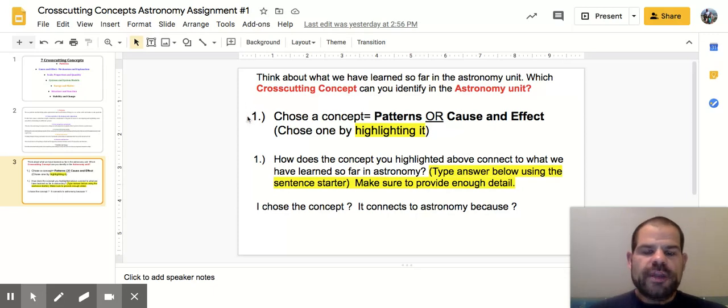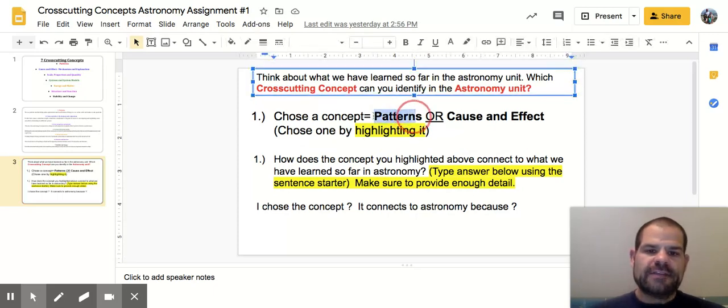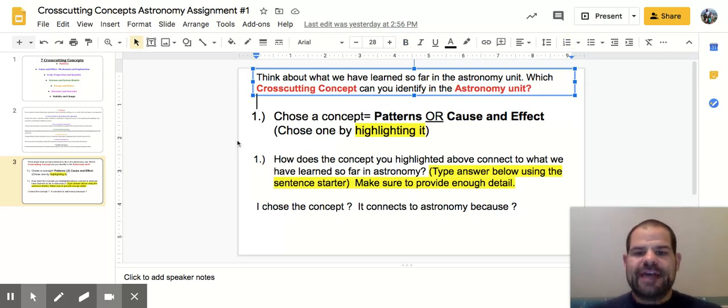You're going to choose one of the two concepts: either patterns or cause and effect. One or the other, not any of the other five. Your first step is, whichever one you're more comfortable with, you are going to highlight that concept on this document. You might choose to highlight patterns. You might choose to highlight cause and effect. You only have to do one. After you choose, number 1 down here says, how does the concept you highlighted above connect to what we have learned so far in astronomy? Type the answer below using the sentence starter that I provided for you. Make sure to provide enough detail.